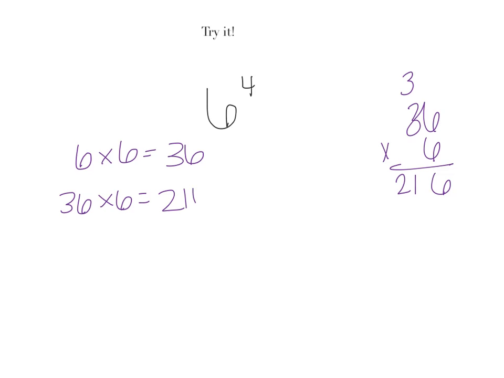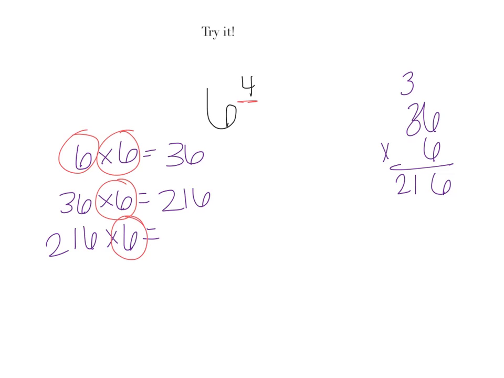216. Okay, so I've used a total of, let me switch colors here, see if I can do this. 1, 2, 3 6s, and I need 4 6s, so I'm going to do 216 times 6 one more time, just to make sure I get all 4 of my 6s in here. 216 times 6, I'll do it over here.